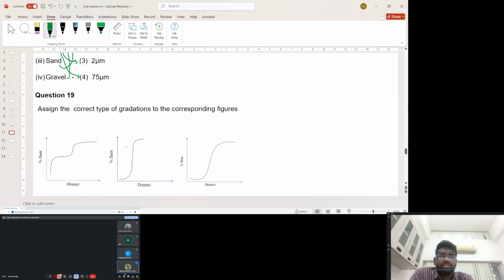Now coming to the next question. Assign the correct type of gradations to the corresponding figures. So gradation in the sense, what are the different types of gradation?